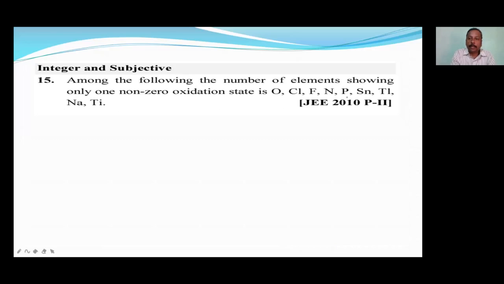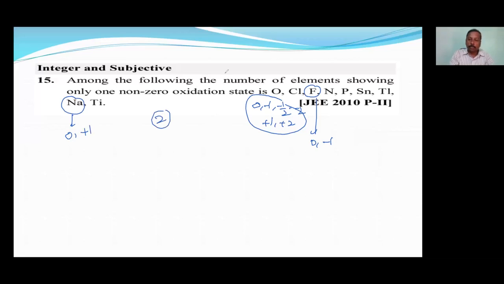Among the following, the number of elements with only one non-zero oxidation number, which is not 0. Like oxygen, it can show 0, -1, -1/2, +1, +2, and -2 is very common. But only one oxidation number must be there other than 0. So how many elements show only 2 oxidation states, out of which one must be 0? Here only 2 elements show this, like fluorine, which shows 0 and -1 only, and sodium, which shows 0 and +1 only. So the answer is 2.